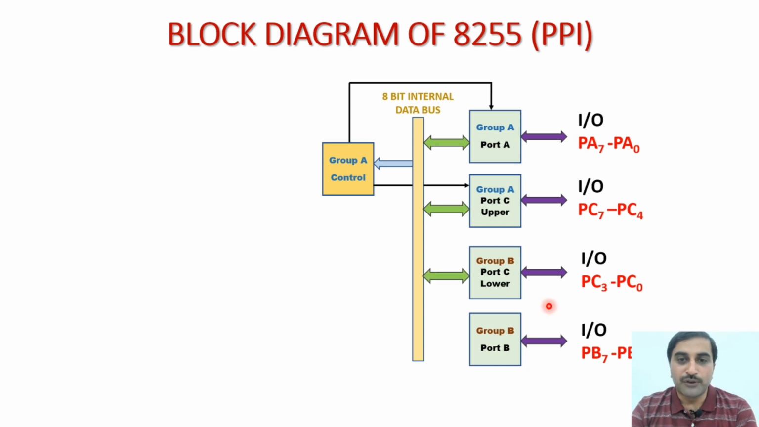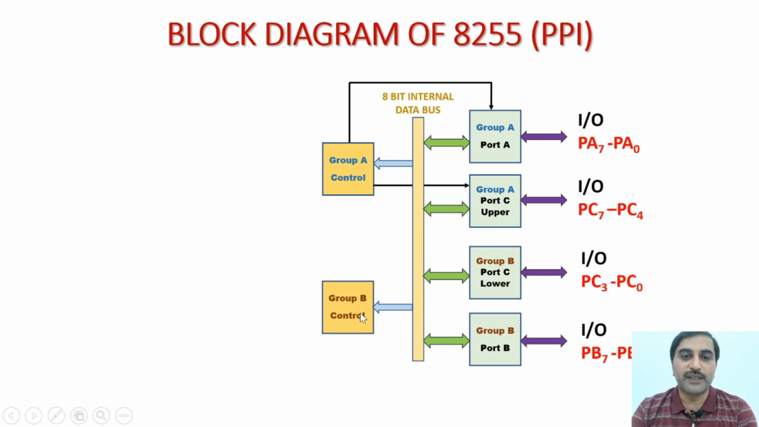Now we are moving towards the group B. Port C lower is also connected to the 8-bit internal data bus, as well as group B is also connected with the 8-bit internal data bus of 8255. And this part that is group B is controlled by the group B control block. You can see this group B control is connected with the port C lower as well as also connected with the port B for the controlling purpose of the group B through the group B control block.